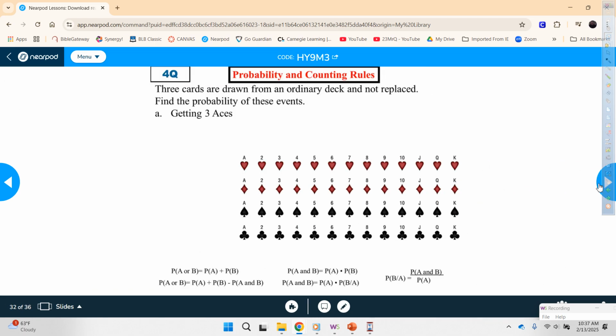Number 4Q. Write 4Q on your paper. And this one says, 3 cards are drawn from an ordinary deck and not replaced. Find the probability of these events. Getting 3 aces. So, let me send you the screen. Circle the formula, write it on your paper, and start from there. Go.